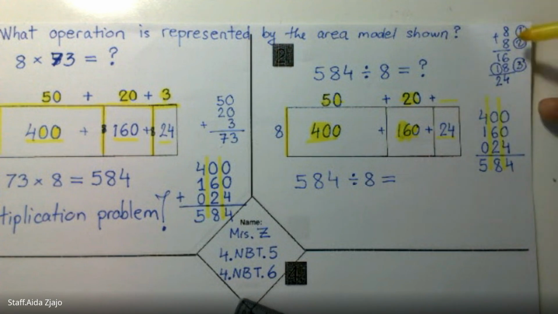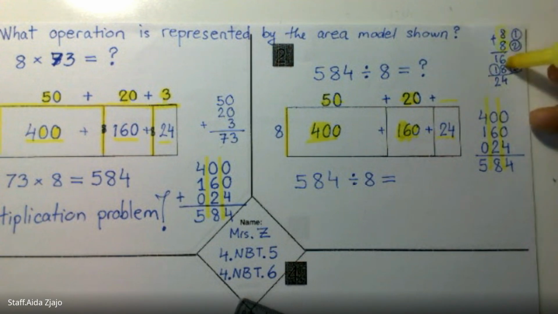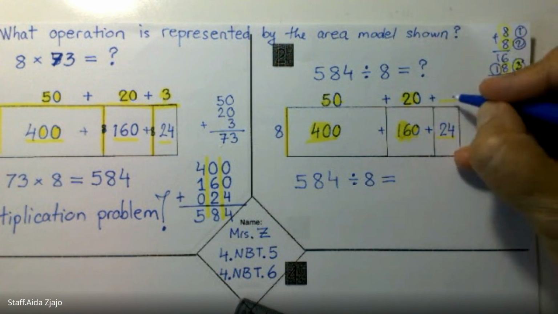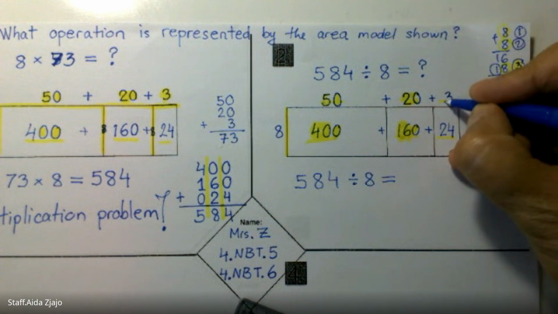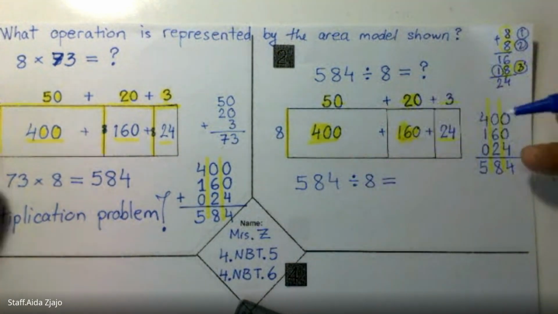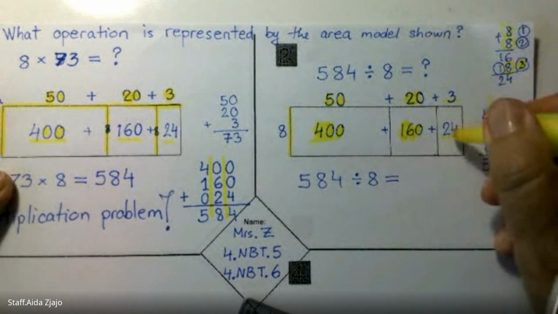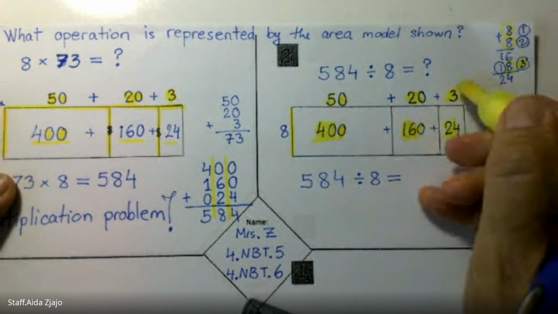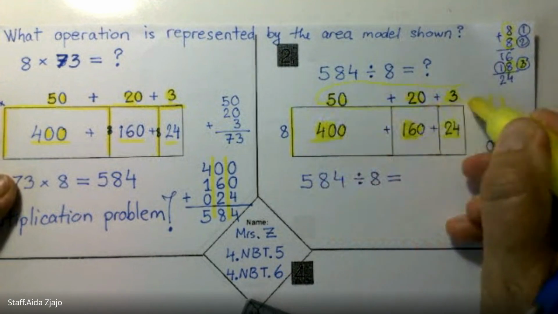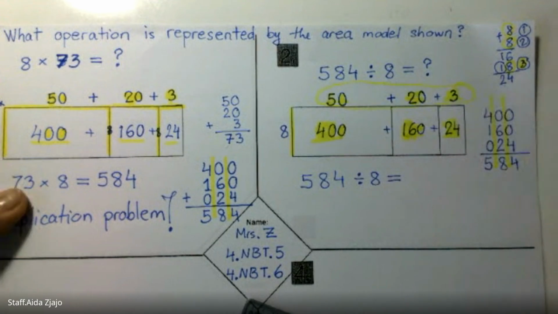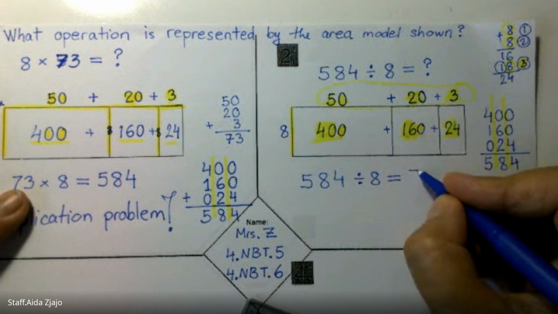So how many 8s are in 24? There are 1, 2, 3 eights. 3 times 8 is 24. So you have no excuse to not know multiplication facts because you can work it out. 3 times 8 is 24, and then we got ourselves our answer. So the answer for division is when we add the top numbers here. So what that means is that 50 plus 20 plus 3, of course, is 73.